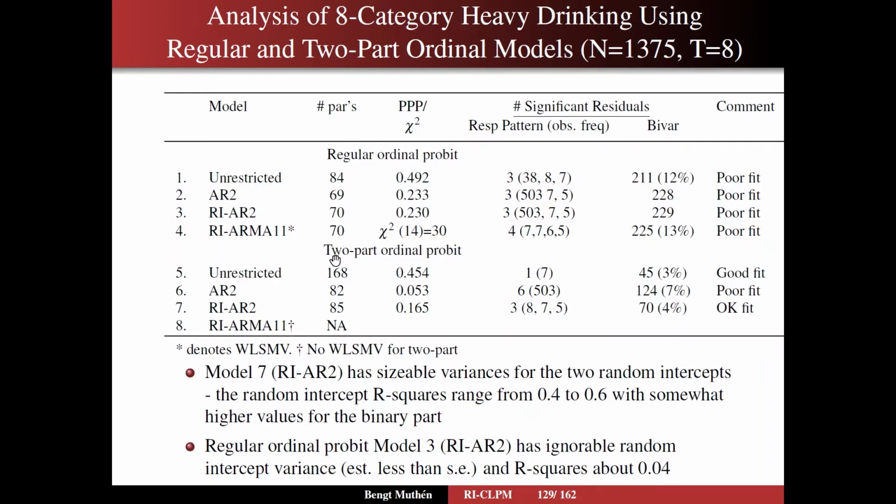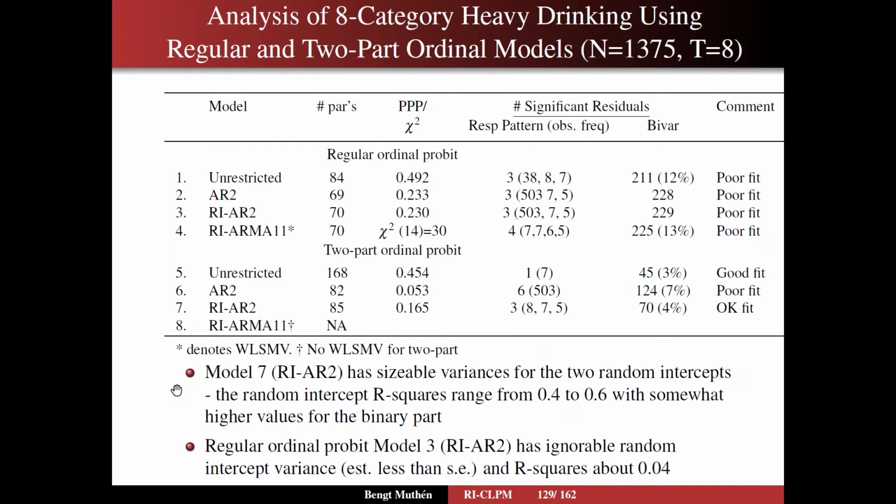So turning to the two-part ordinal model, you have the unrestricted model, good fit for that, and good fit for the frequencies. Much better than any of those up there. AR2, likewise, a little bit low PPP, and here poor fit in terms of the bivariates, a little bit above 5%, but perhaps more importantly that the most frequent pattern is ill-fitting. So we go to RIAR2, increase the PPP, and we have good frequency fit. And again, RI-RMI is not available for the same reason as we mentioned before.